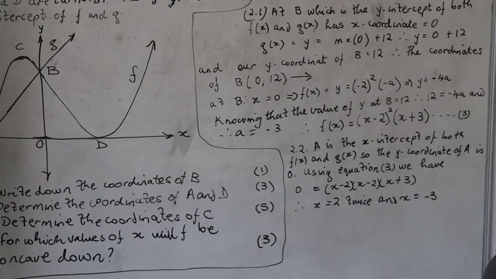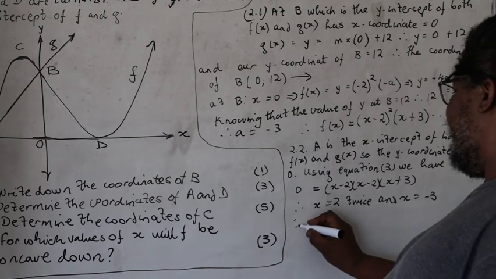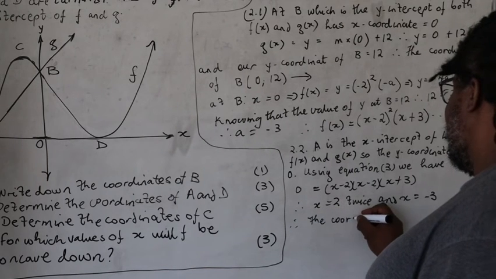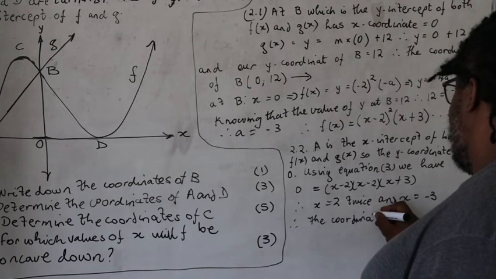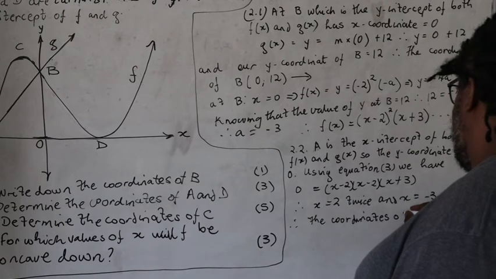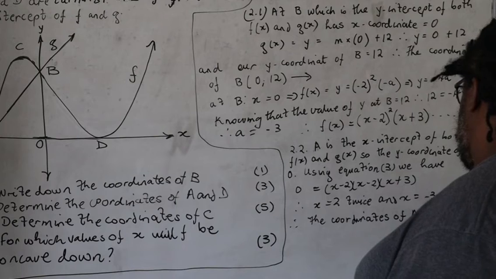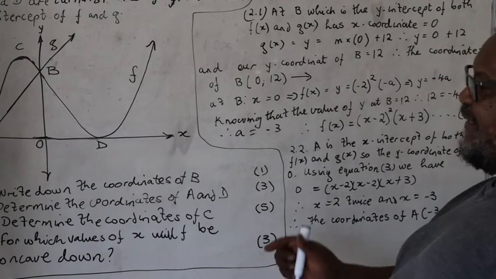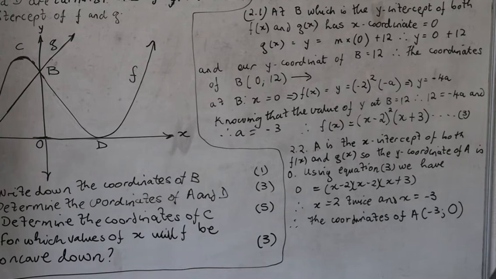And looking at the position of A, we can see that minus 3 is the suitable solution, and therefore the coordinates of A are minus 3 and 0. That means at that point x is equal to minus 3 and y is equal to 0.